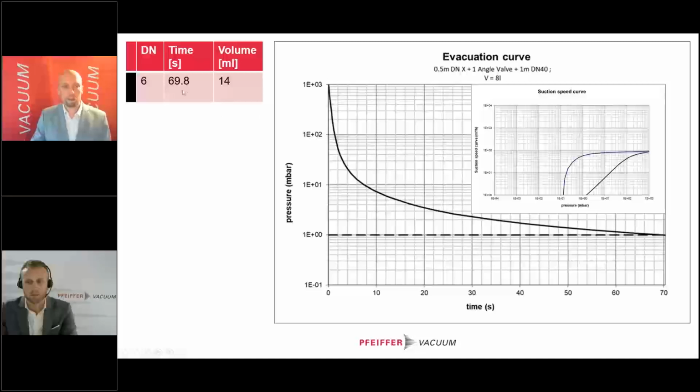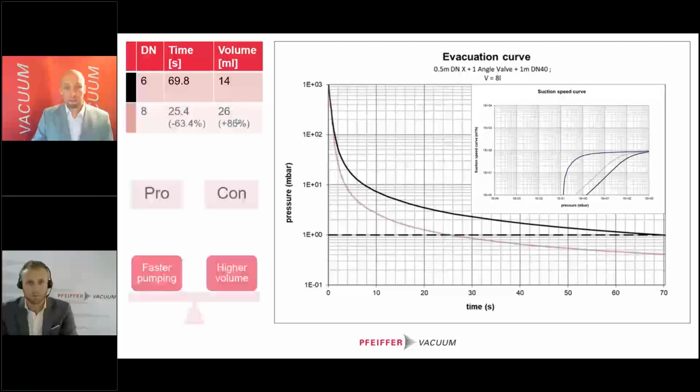What you see here also in the upper left table is the time to reach 1 millibar and the volume of the piping of this 0.5 meters of the DN X piping. And if we increase the DN from 6 to 8, we see a very huge decrease in time. So 63% less time is needed to reach the very same pressure of 1 millibar.